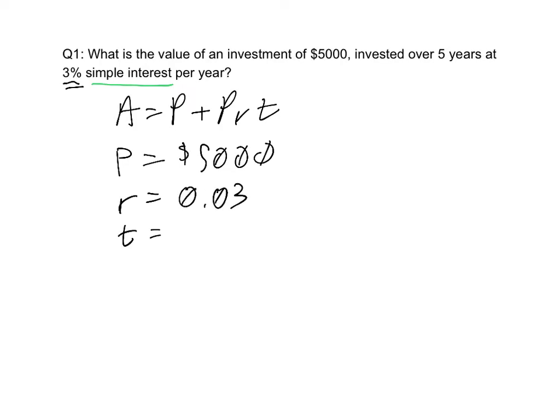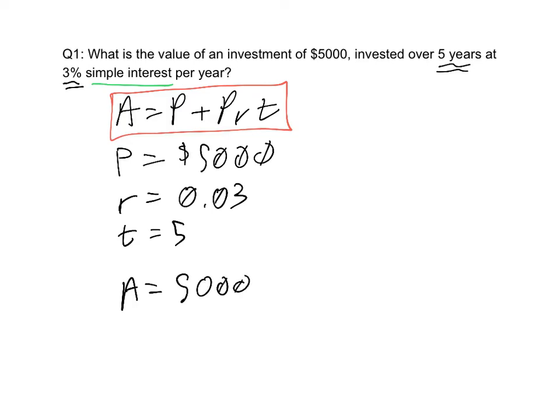And T is the time in years. This was invested over a 5-year period, so T is 5. We're just going to take those three values and put them into this simple interest formula and evaluate. So we have 5,000 plus 5,000 times the interest rate, 0.03, times the time in years, which is 5.